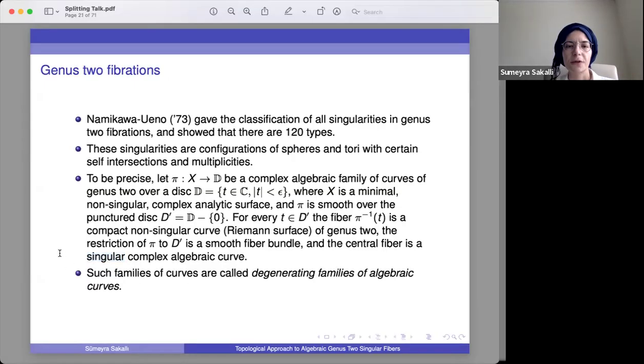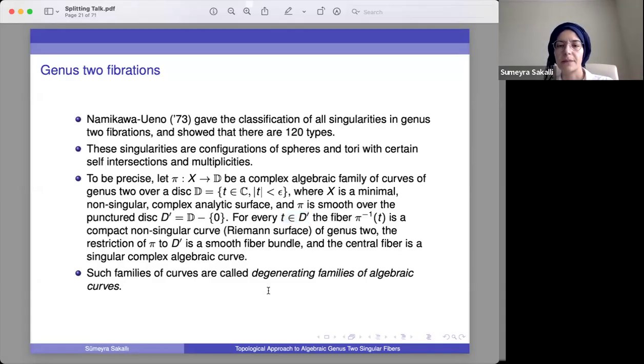And such families of curves happening in your total space are called degenerating families of algebraic curves. The idea is very similar to what is happening in the Lefschetz fibrations. Here it is a bit more general, and in the base you take some point in your punctured disk, and from this point you are approaching the origin. As you approach the origin, upstairs, your smooth fiber, a genus 2 Riemann surface, degenerates into some singular fiber.